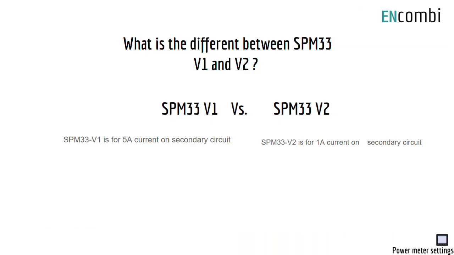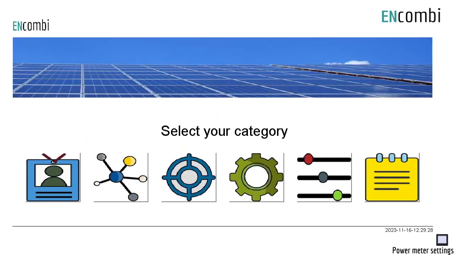What is the difference between SPM33 V1 and V2 power meter? The V1 type has 5 ampere current in the secondary circuit and the V2 has 2 ampere current in the secondary circuit. Once you have done the SPM33 settings, go ahead and edit the EC Web power meter setting in order to establish communication between the power meter and ECPv2.